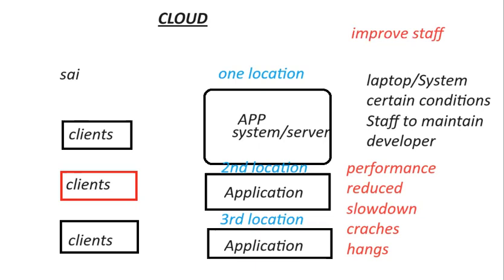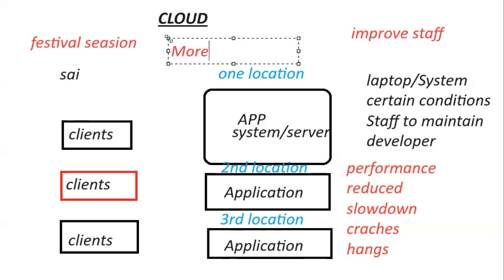Now, let me ask you a question. Whenever there is a festival season, Sai provides a lot of offers for his services, right? So a lot of clients try to interact with this application in these festival days compared to other days. So at that festival moment, what does he require? He requires more servers.